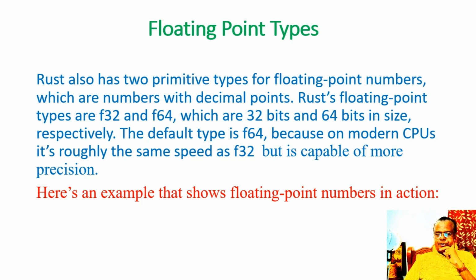Floating point types. Rust also has two primitive types for floating point numbers, which are numbers with decimal points. Rust floating point types are f32 and f64, which are 32 bits and 64 bits in size respectively. The default type is f64, because on modern CPUs, it is roughly the same speed as f32, but is capable of more precision.